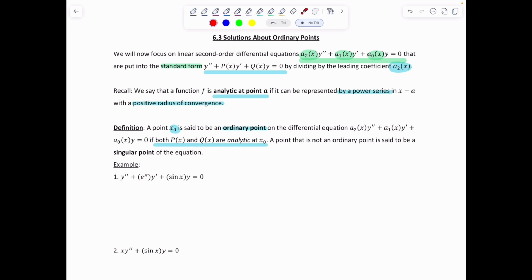So when you see analytic, you just think, is there a power series representation for each of these functions at x naught? If so, then we say x naught is an ordinary point of that differential equation. Any point that's not an ordinary point is said to be a singular point of the equation. Okay, so just some new terminology, not too wild, hopefully. Let's look at some examples so you can see exactly what it looks like when you have an ordinary point versus a singular point.